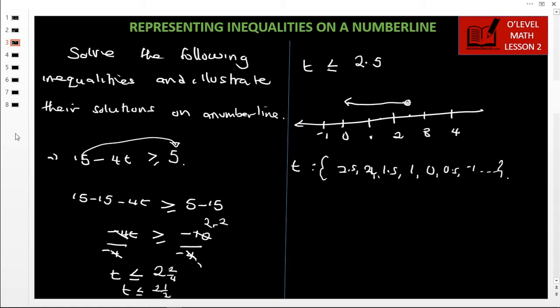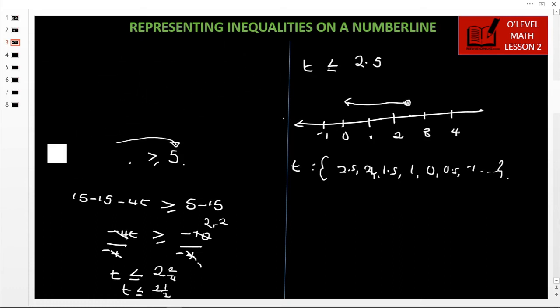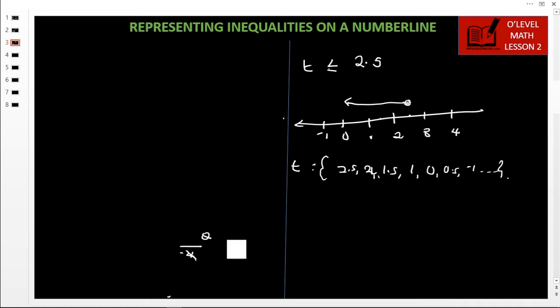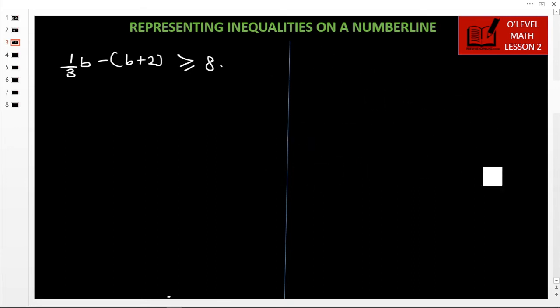Okay, now let us get another example. Let me rub this part here. So another one is saying: a third b minus brackets b plus 2 is greater or equal to 8. So what are we going to do? We are going to simplify, and after simplifying we are going to show the solution on a number line.